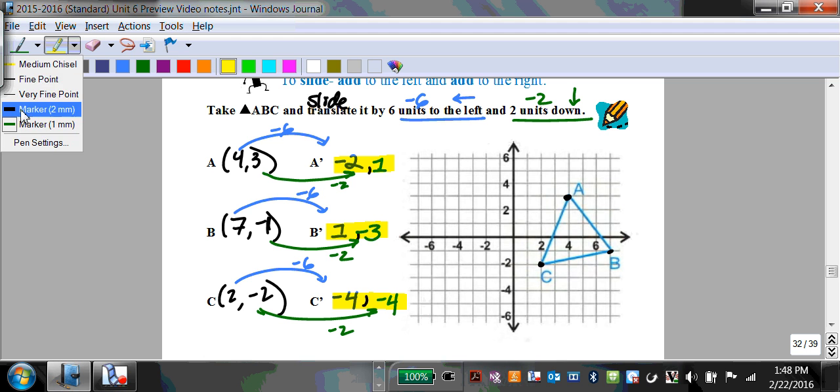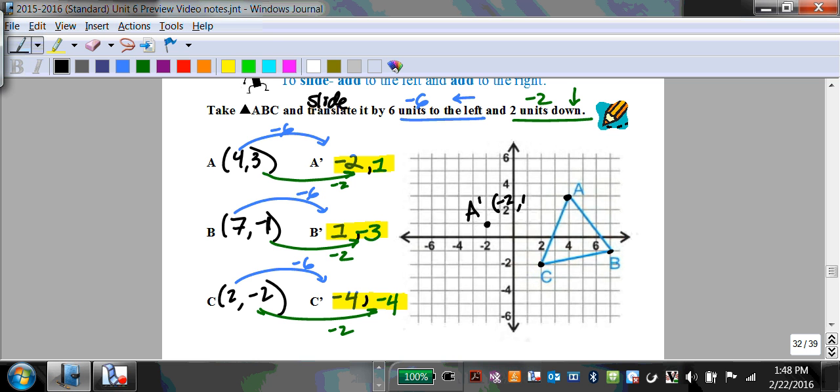Let's plot these 3 new coordinates. And that's now A prime. B prime. C prime. And you close it up, you should have the exact same shape, it's just slid. Now that's how the programmers have to do it. They have to do it mathematically because they're working in a non-physical world.